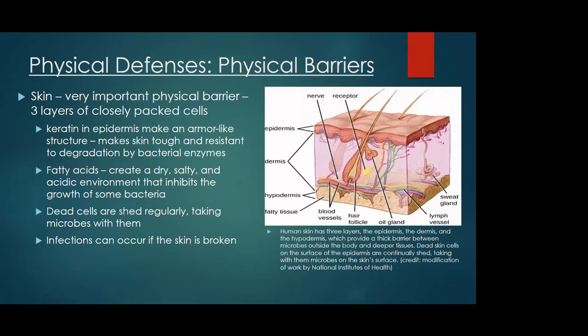And on the surface of our skin, we have dead cells, right? Dead skin cells that are shed regularly. And when those cells are shed, they take the microbes with them that were on the cells. So that helps kind of keep the numbers of bacteria on the skin down. But when the skin is broken, infection can occur, and it can occur pretty easily.